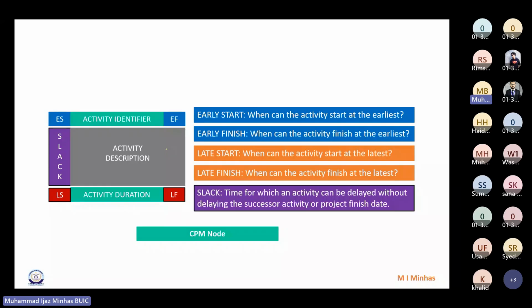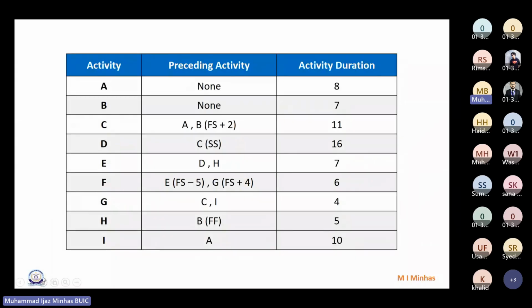This is a set of activities that we have with us. And if you see, it's very simple. There are 9 activities, A to I. And in these activities, the first 2 activities, A and B, are the starting activities here. And activity C is dependent on 2 of the activities. Activity A with a finish to start relationship.